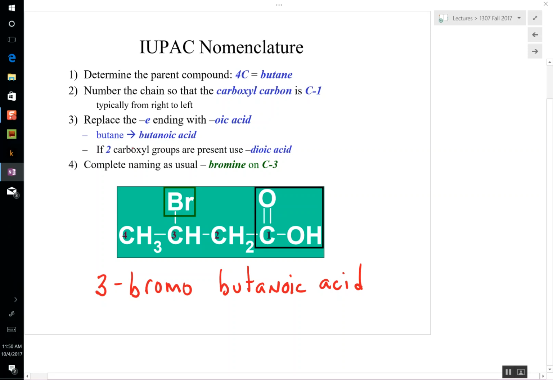And it's saying here if there are 2 carboxyl groups, it's going to be a dioic acid. So if we had another one over here, it could be butane dioic acid.